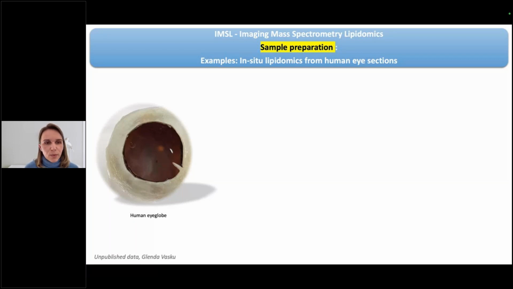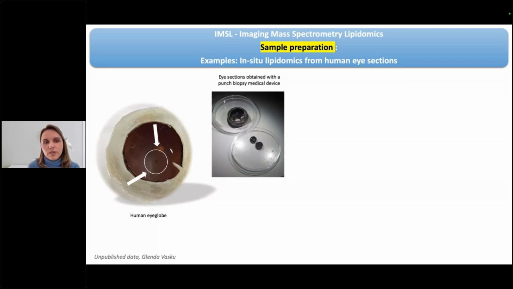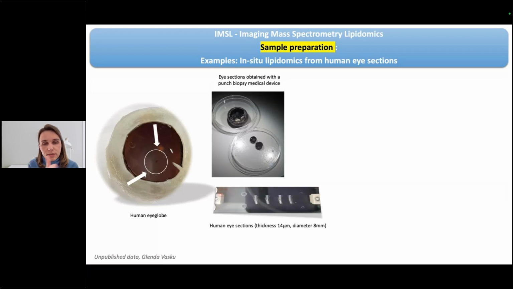And in this part, you have a whole human eye globe in which I selected an important part of the human eye, which is the central part of the eye called the macula, which is responsible for the central vision in humans. And in order to select this part of the tissue, I used a specific medical device which helped me to select the zone of interest.